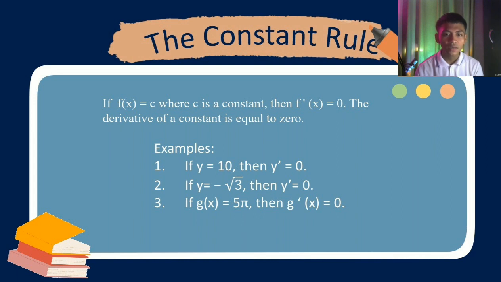If y is equal to 10, then the derivative of y is equal to 0. We all know that 10, -3, and 5 are constant numbers. That's why they became 0. And now let's proceed to rule number 2.